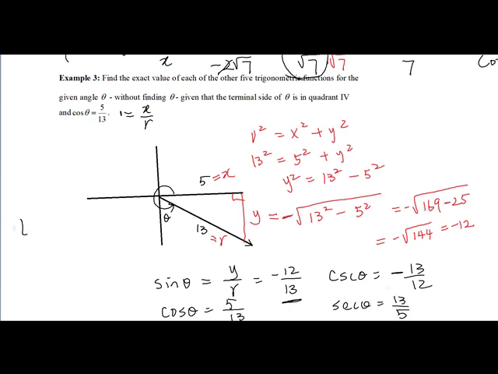Now tangent theta is y over x. So that is negative 12 over 5. Cotangent theta is x over y, so you need to invert this: negative 5 over 12. Again, cosine and secant are positive in quadrant 4. And sine, cosecant, cotangent, tangent are all negative in quadrant 4.